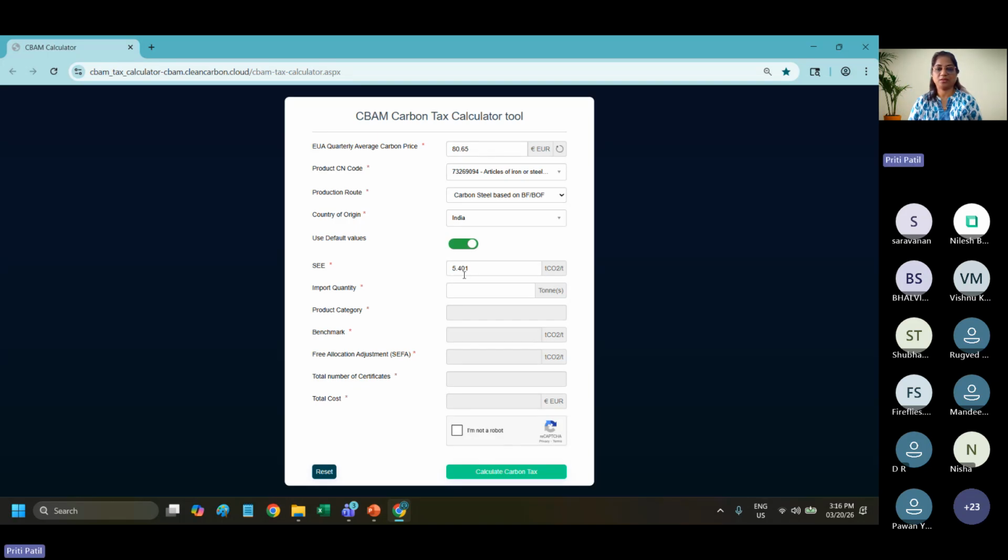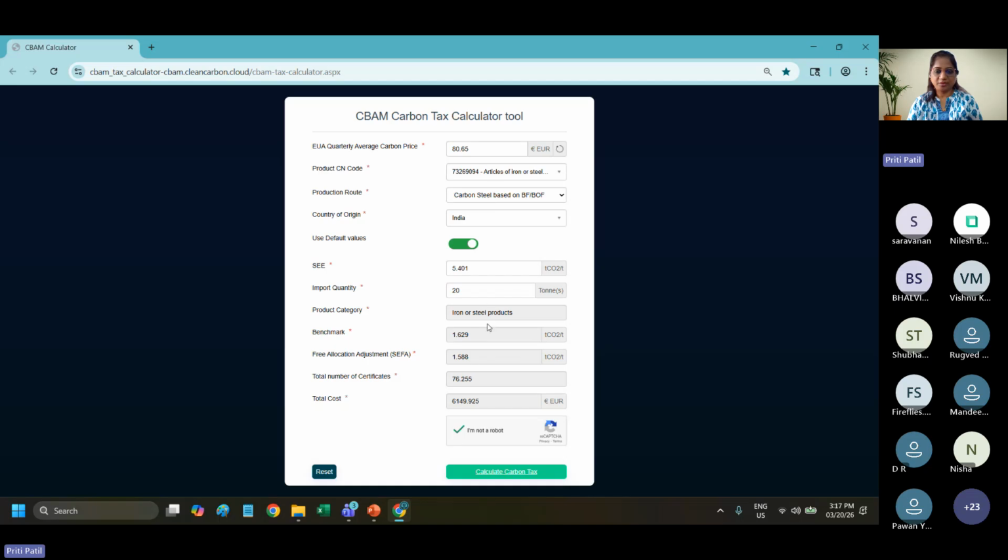It has fetched the default value for this particular CN code, which is 5.401. So this is the SE that will be applicable for your CBAM cost. Now enter how much you want to import. For example, we want to import 20 tons. It is in tons, so 20 tons of this product. Let's calculate.